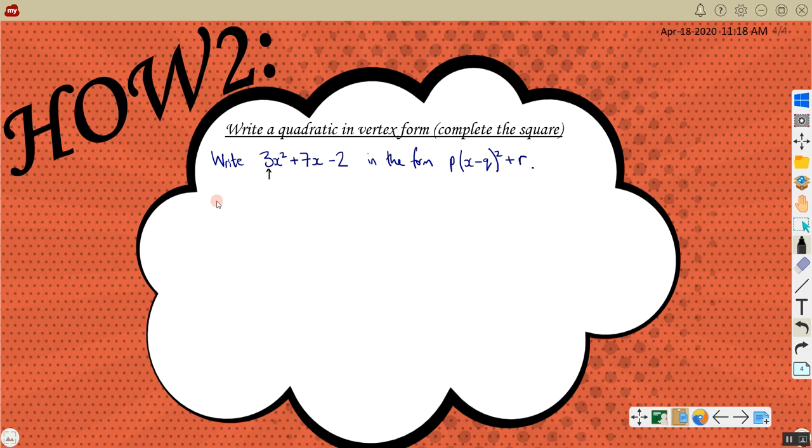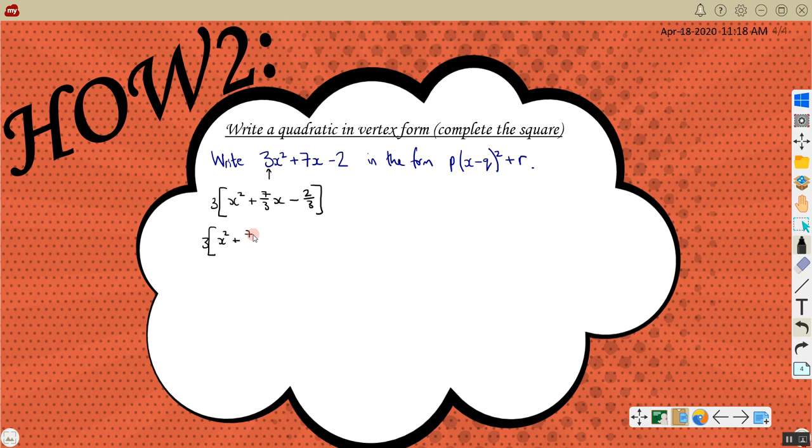So your first step is to have a look at it, and if there is a number in front of the x squared, you must factorize that out first. 3 times what is 7? 3 times 7 over 3. 3 times what is 2? 2 over 3. And you keep it in terms of fractions because it will make it easier. Your next step, you just keep your 3 on the outside.